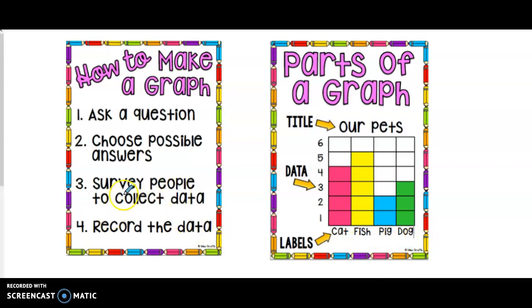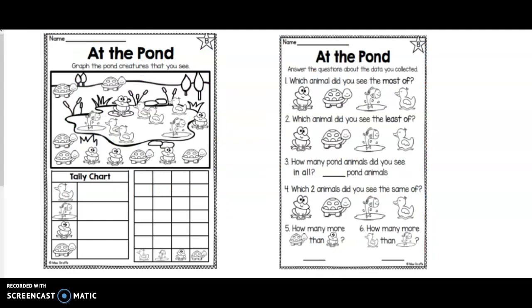And then they went and surveyed people. To survey means to go and ask them questions. And then number 4 is that they recorded the data. So they put the information into a chart that's easy to read. So for each square that's colored in, that shows one of those pets. Let's turn the page and do an example together.